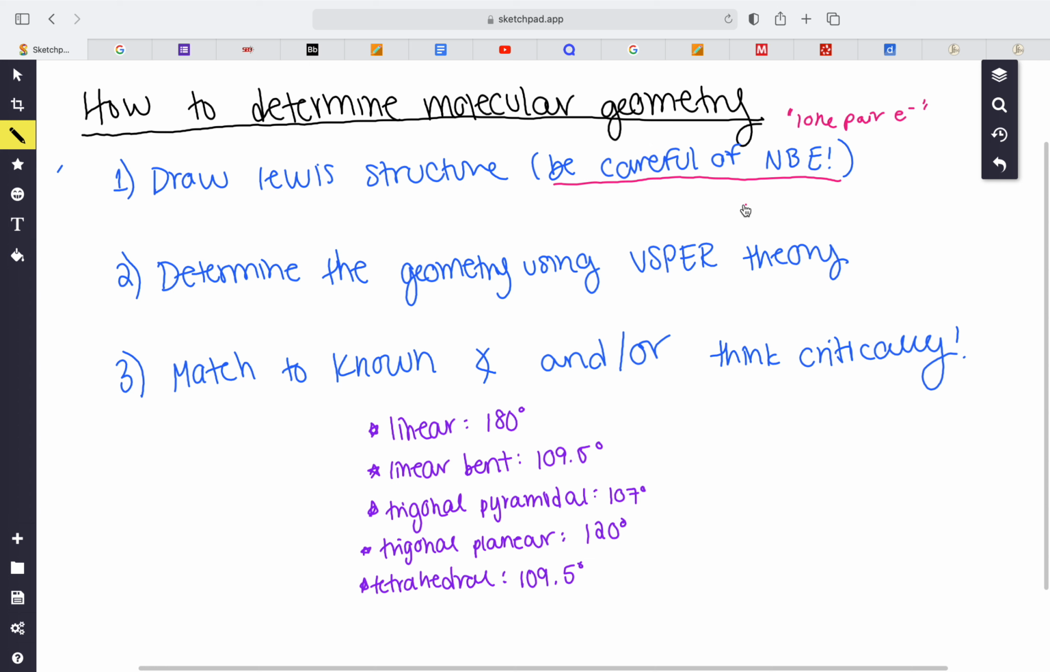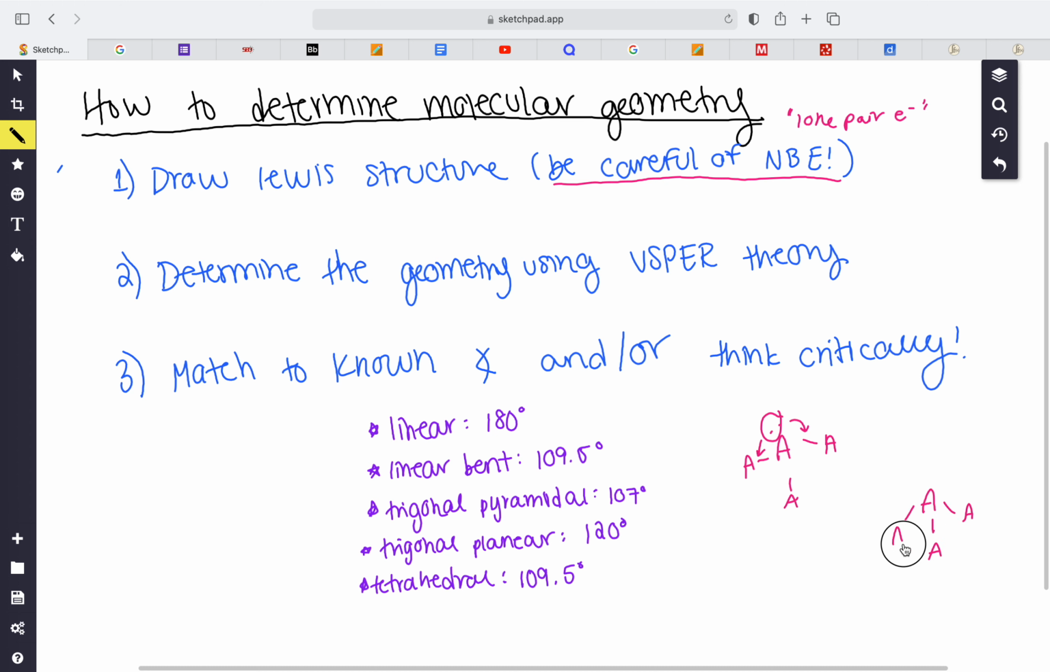So you're going to draw the Lewis structure, be careful of the non-bonding electrons, then you're going to determine the geometry using VSEPR theory. When I say that, I'll go through a chart, but for me, I just like to think about it hypothetically. So let's say we have an atom that looks like this. It's got 2 lone pairs on it, and then it has some other atom and some other atom and some other atom. These guys are going to push these guys down, so it's going to end up looking something like this.